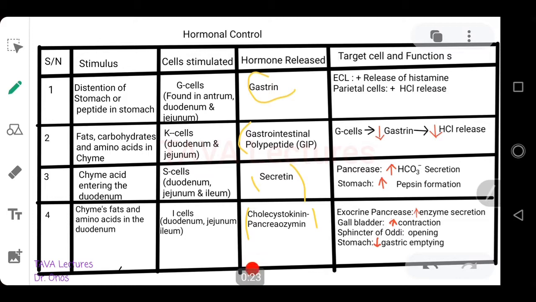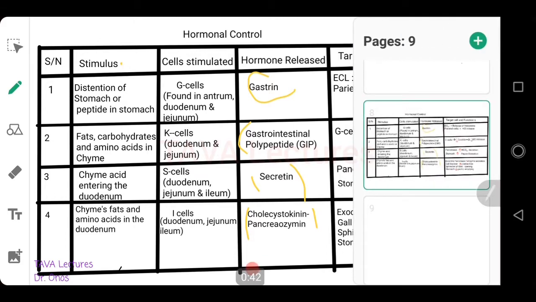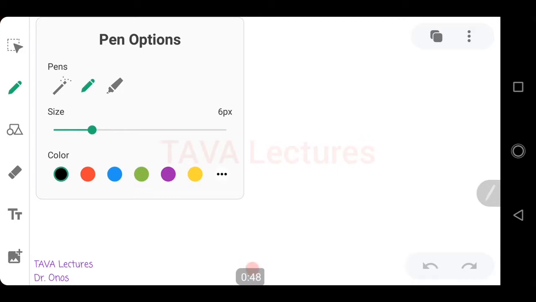And to understand this, I created a flow of how the release happens and how they actually function. So we'll start from the stimulus, the cell stimulated, the hormone released from those cells, and the target cells and the functions. Let me create a blank sheet and explain what I mean. So on this blank sheet, I want to just explain.